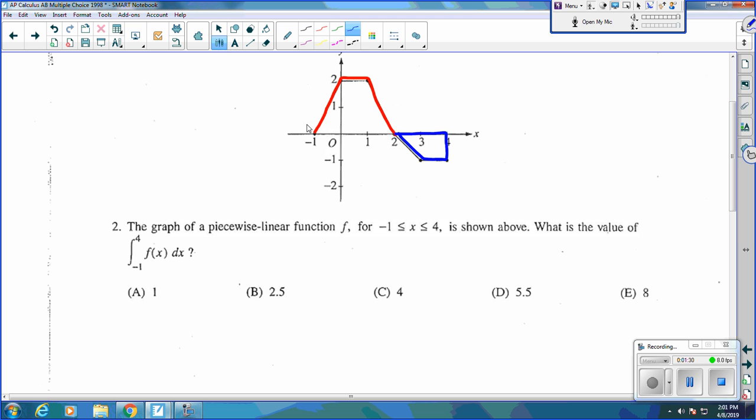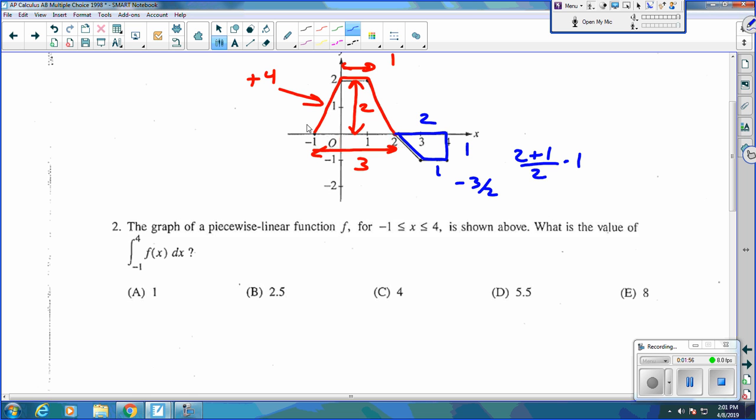It's a trapezoid. So if I'm doing this on my test, I would catch that this is 3, this is 1, this is 2 tall. 3 plus 1 is 4, divided by 2 is 2, 2 times 2, the area of this is positive 4. The blue one is 2 by 1 by 1. So 2 plus 1 over 2 times 1. So it's -3/2. So there must be a 5/2 or a 2.5. Letter B is the answer.